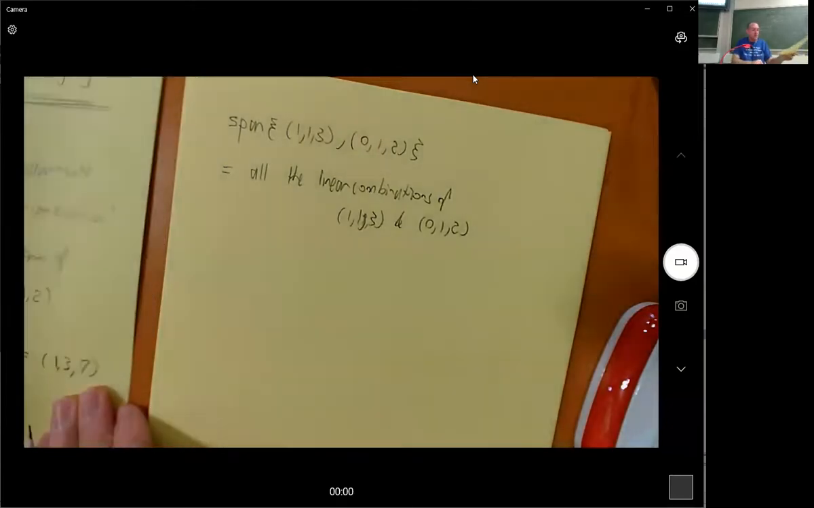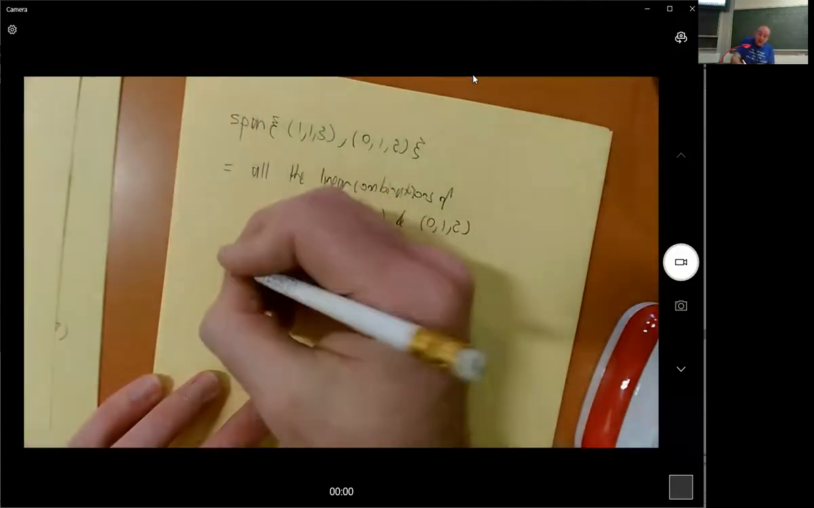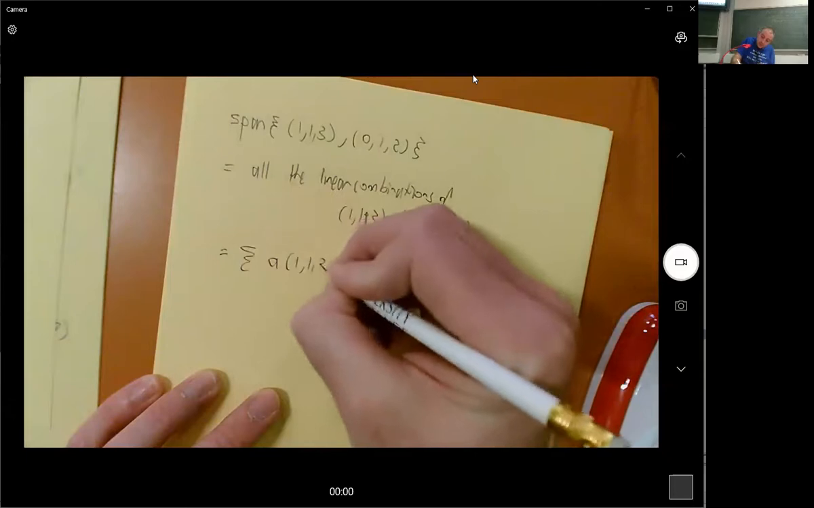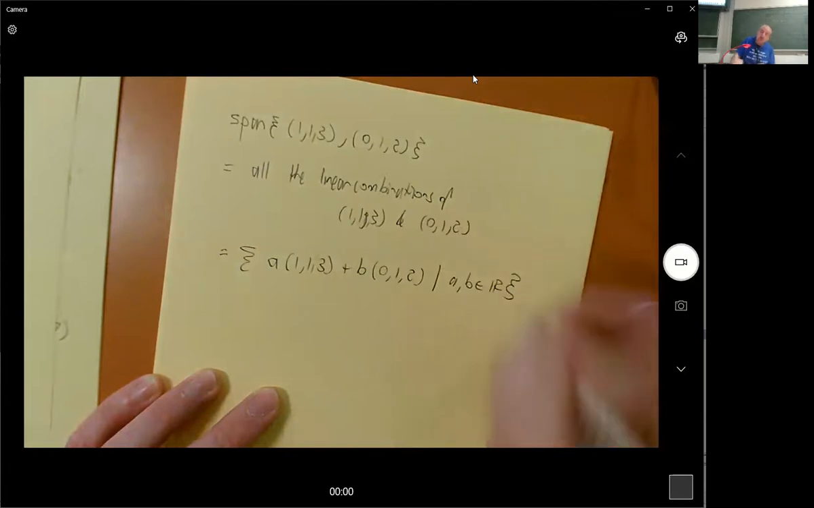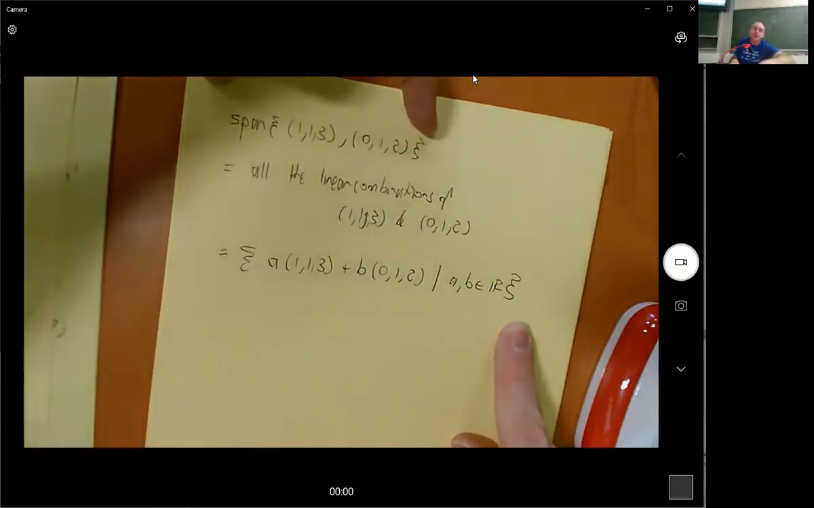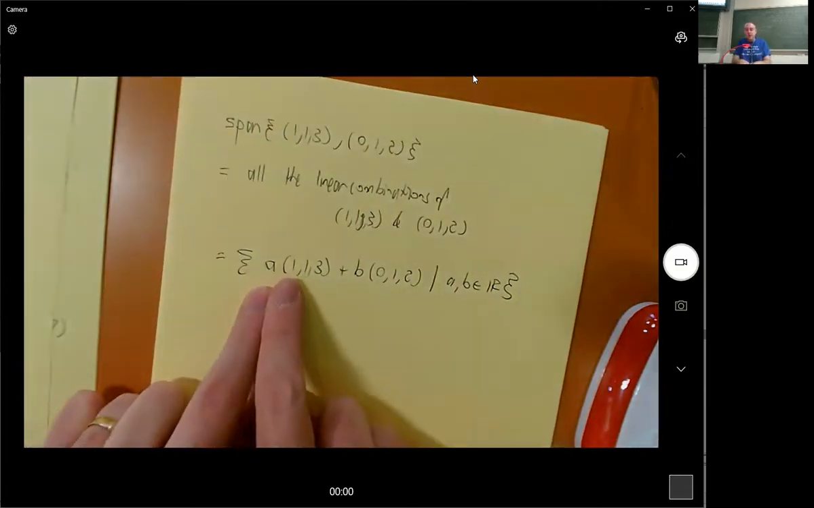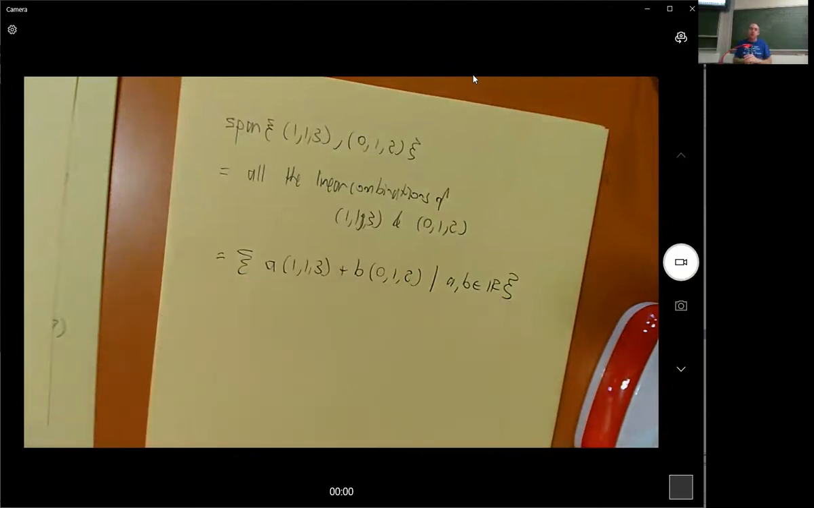Now I said that sets have these three ways of defining them. The span is one of these ways. Because when I say the span, it's the set of all things that are something times (1, 1, 3) plus something times (0, 1, 2), and I'm allowed to use a and b to be any real numbers. This is the long version of this noun phrase, because this is what it means to have all the linear combinations of those things. This is a linear combination, and since I'm using all the a and b in R, it's all the linear combinations. What this tells me is how to make the points that are in this set. Cool. Yay. That's what span means.